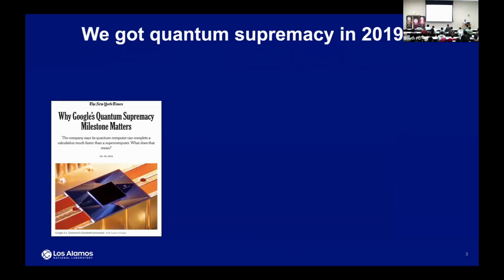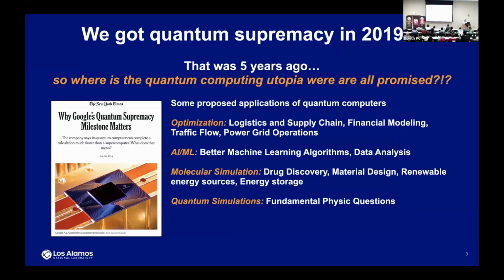Now, back in 2019, following the development of this hardware, we got quantum supremacy. I presume all of you heard this news. It was in the New York Times when Google announced they had done a computation that could not be done with a classical computer, even with 100 years or 1,000 years on a flagship HPC system. But that was 5 years ago. And where is the quantum computing utopia that we were all promised, right?